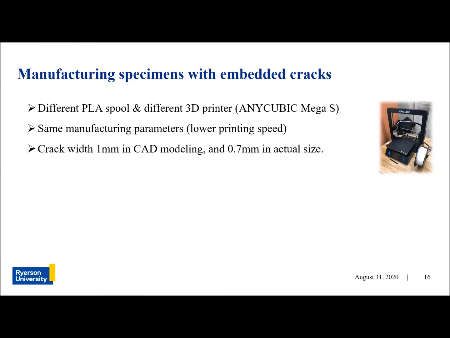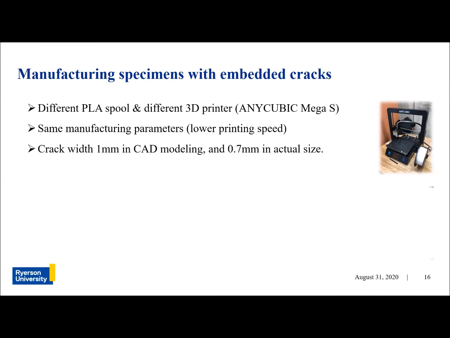Based on trial and error, it was found that a minimum width of 1 mm should be designed in crack CAD modeling to achieve fully disjointed cracks within the 3D printed specimens, and the size of the final printed crack width was found to be an average of 0.7 mm.